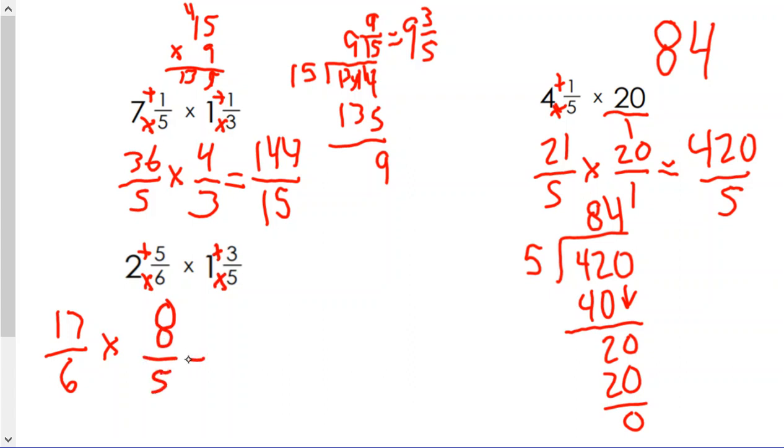Okay, and then we can multiply straight across. 17 times 8. I'll just do that right here in the middle. 17 times 8. 8 times 7 is 56. Carry the 5. 8 times 1 is 8, plus 5 is 13. So we have 136. And 6 times 5 is 30.